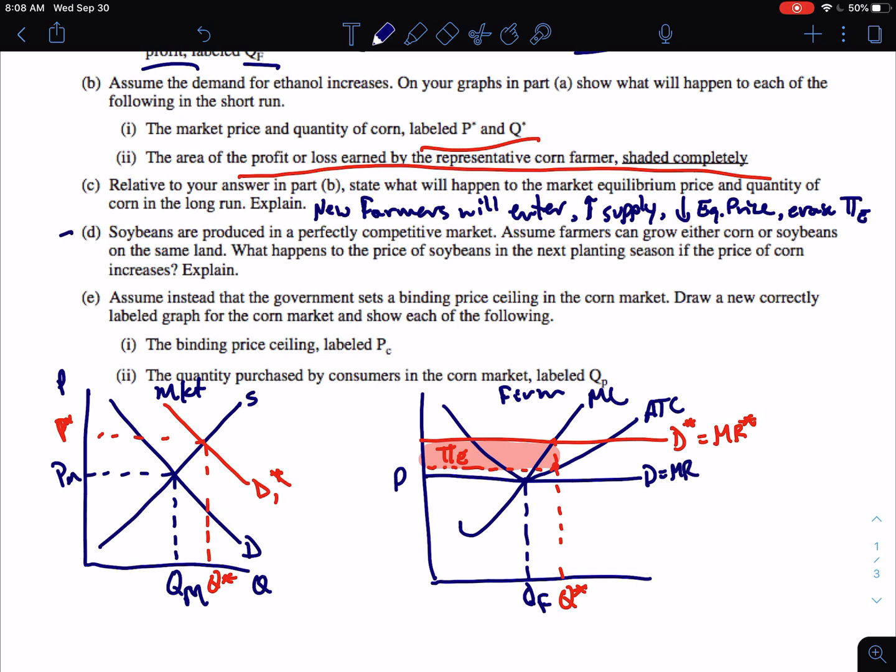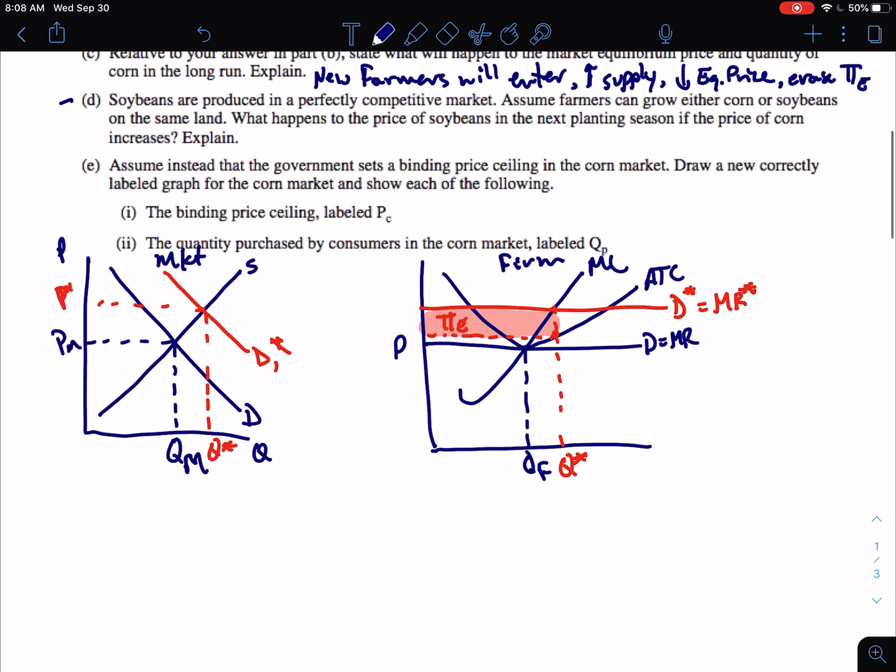Okay, now we get to D. This is a little bit more complex, but it's a similar idea. So if soybeans are also perfectly competitive, and farmers can grow either corn or soybeans on the same land, that means that they're substitutes. What happens to the price of soybeans in the next planting season if corn increases? All right, so we'll do D here.